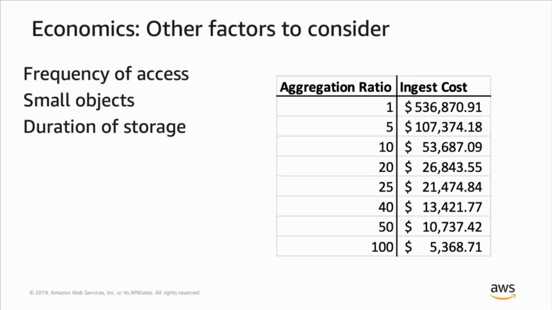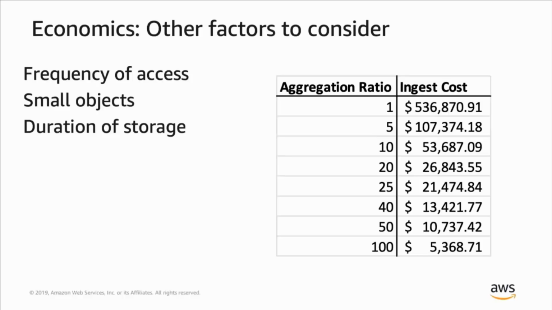Another thing to consider is small objects. Small objects can create a challenge with Glacier and Deep Archive for two reasons. One is because we charge per object on both the ingest and the access. So if you have a higher volume of small objects, your ingest costs will be higher than if you had a lower volume of larger objects. But Glacier and Deep Archive also deal with small objects in a slightly different way than the other S3 storage classes.